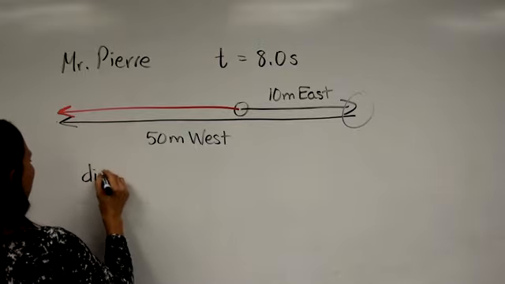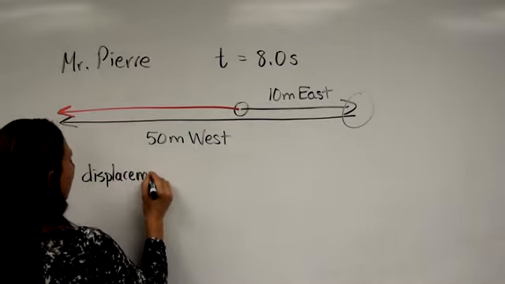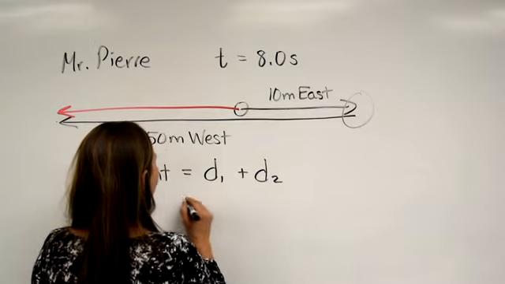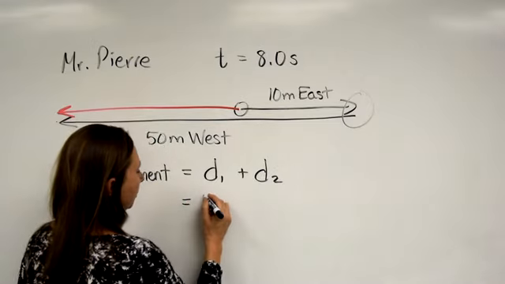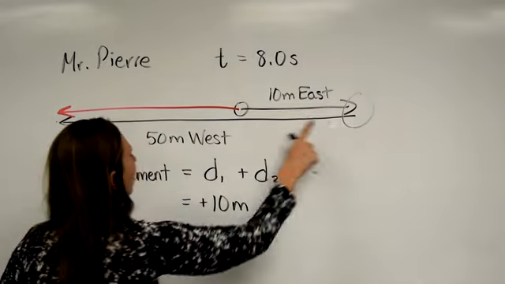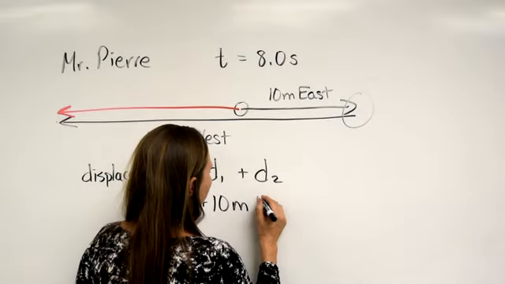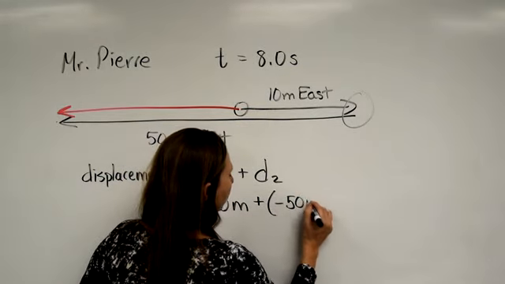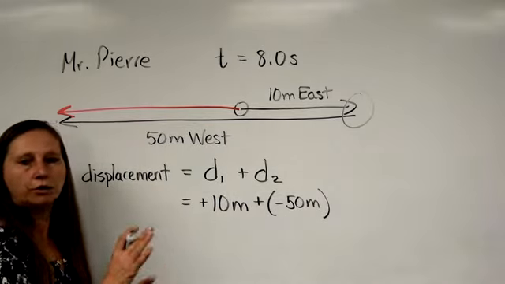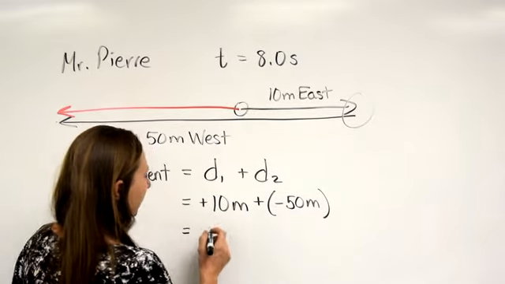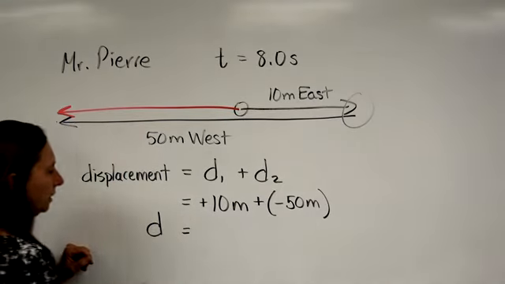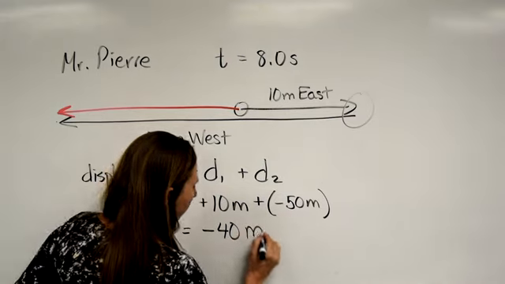Displacement equals d1 plus d2. d1 is 10 meters east, so we're going to put positive 10 meters. d2 is 50 meters west, so we're going to put plus negative 50 meters. You have to subtract when it's west or south or down. So we've got 10 minus 50. So his displacement, we'll put D for displacement, is negative 40 meters.